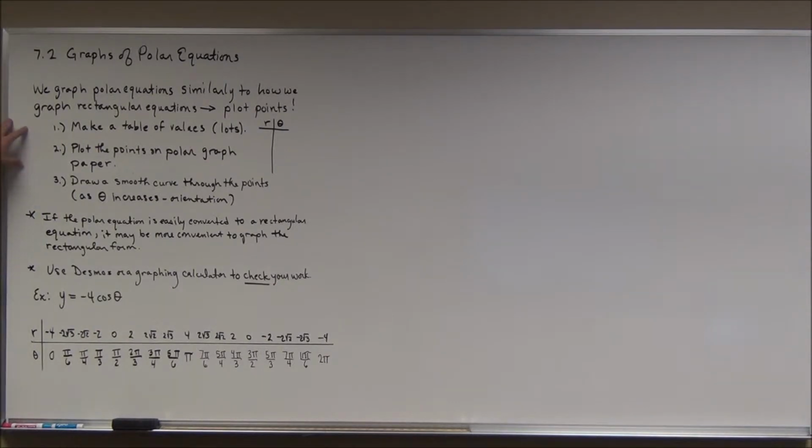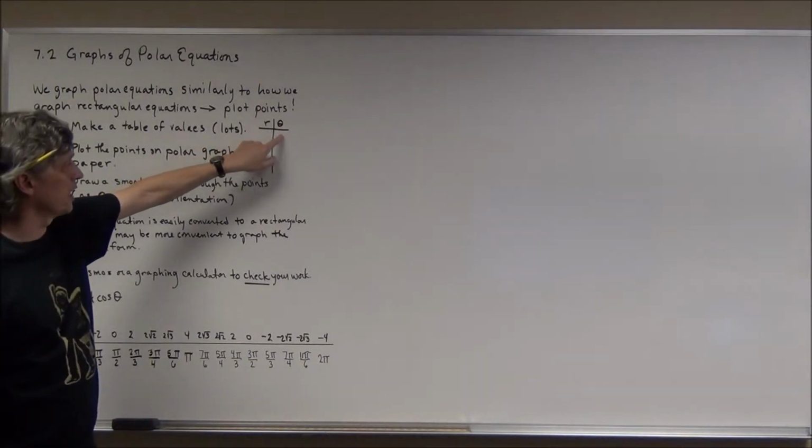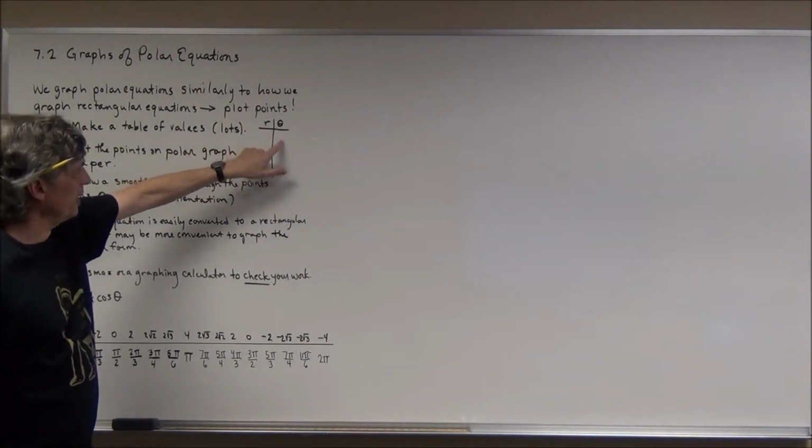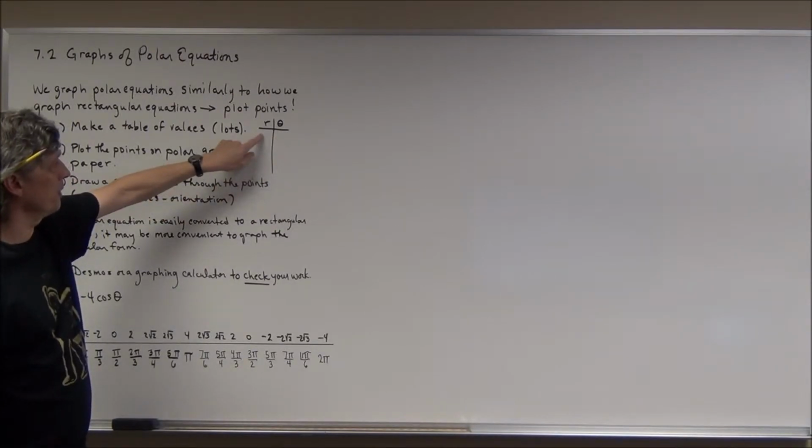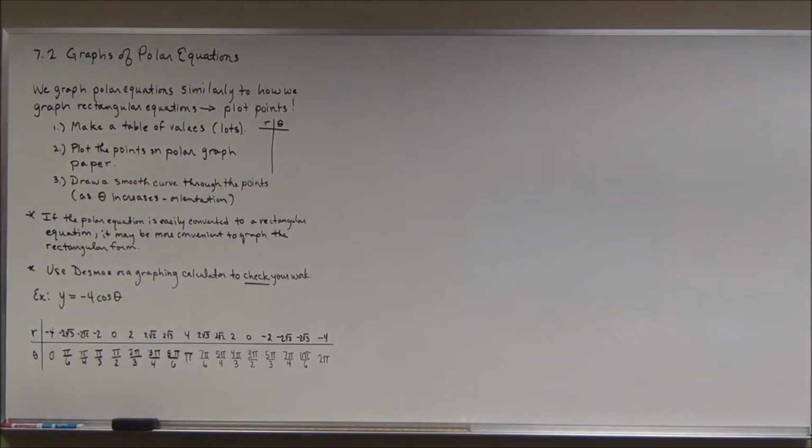So what we're going to do to graph polar equations is make a table of values. Now, when I say make a table of values, we don't pick r and then solve for theta. We're going to pick thetas, plug them in, and find the corresponding r values that go with them. Then we're going to plot those points on polar graph paper and draw a smooth curve through these points as our theta increases. This is referred to sometimes as the orientation of the graph.